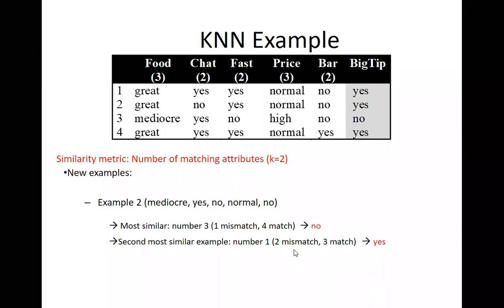So when you got values like this, no and yes, what is your conclusion? Big tip is yes or no? See, it is no. Why is it no? Because it is very closest to the first match.